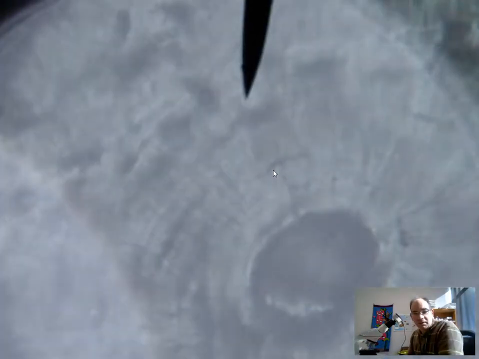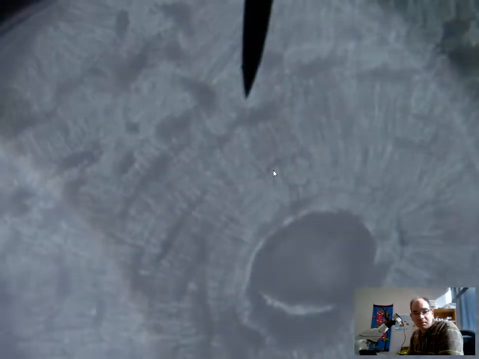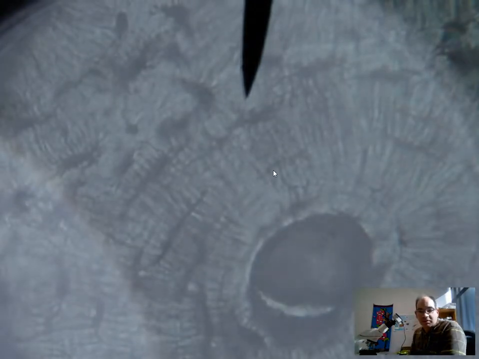If we take a closer look here, we can see those pretty well. These little wispy lines radiating out are the canaliculi.